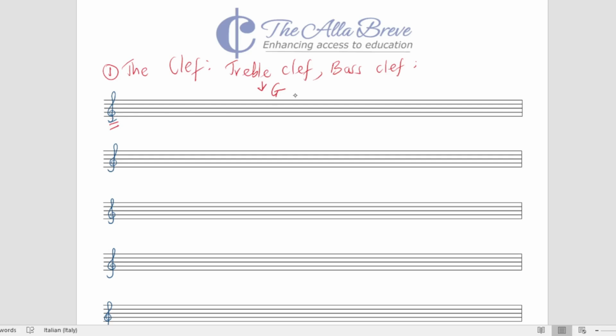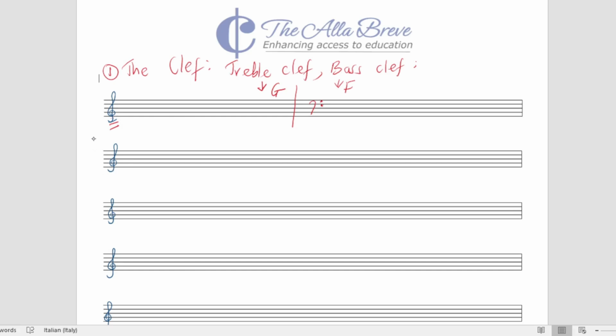The next clef to note is the bass clef. The bass clef looks like an inverted F with the two dots at this point where the fourth line passes through the two dots. And because it looks like an inverted F, it is hence called an F clef. They determine the pitch you're going to use when singing or playing an instrument for a certain melody.